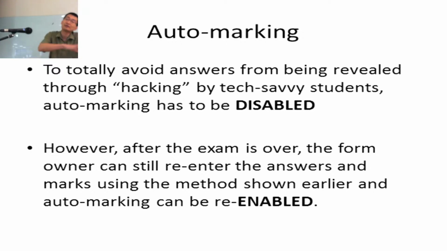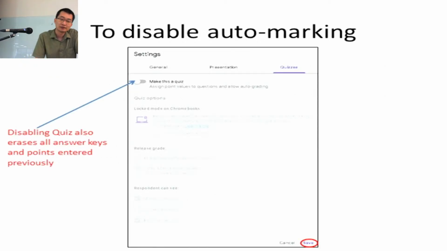So don't worry, even after the exam is over, once you put in the answers, you can still enable automatic later on. So it can be re-enabled. So to disable automatic, senang je. Just change it. Make this a quiz to not a quiz anymore. But this will also delete. Once you do this, if you have already done all the answers in earlier, by doing this, all the answers hilang. Okay, so reinsert kena buat, memang kena reinsert balik lah. Okay, understand that?